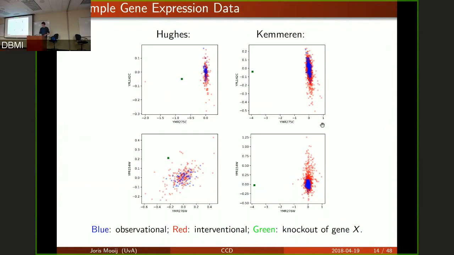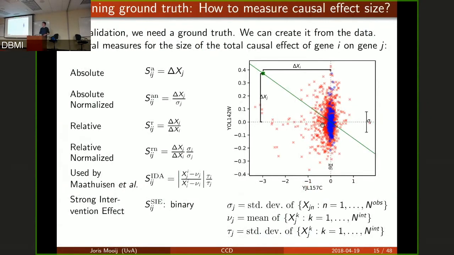So we can use this data to define our own ground truth for validation. They did that in that paper. Now, in the previous example we did it by eye, but we want to do this for all million gene pairs, so we have to automate it, so we have to find a good score for the causal effect strength.